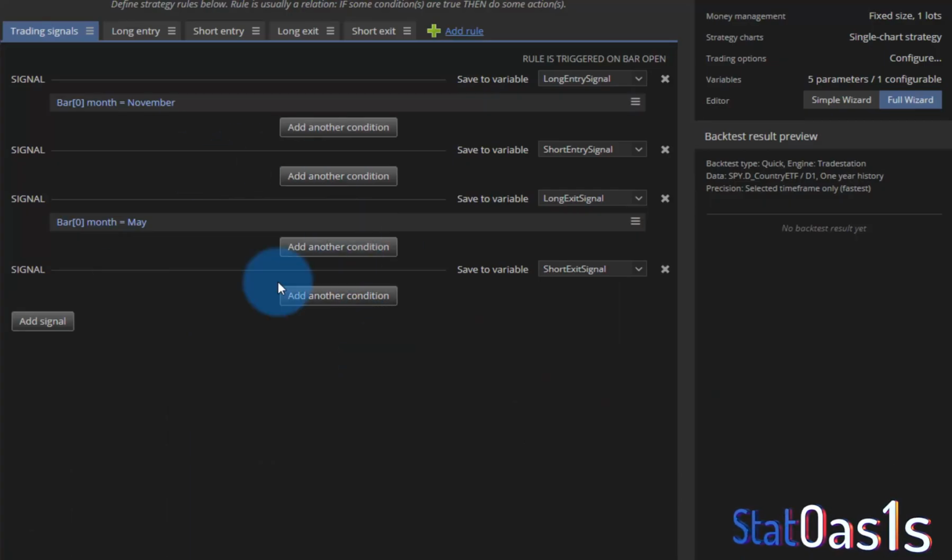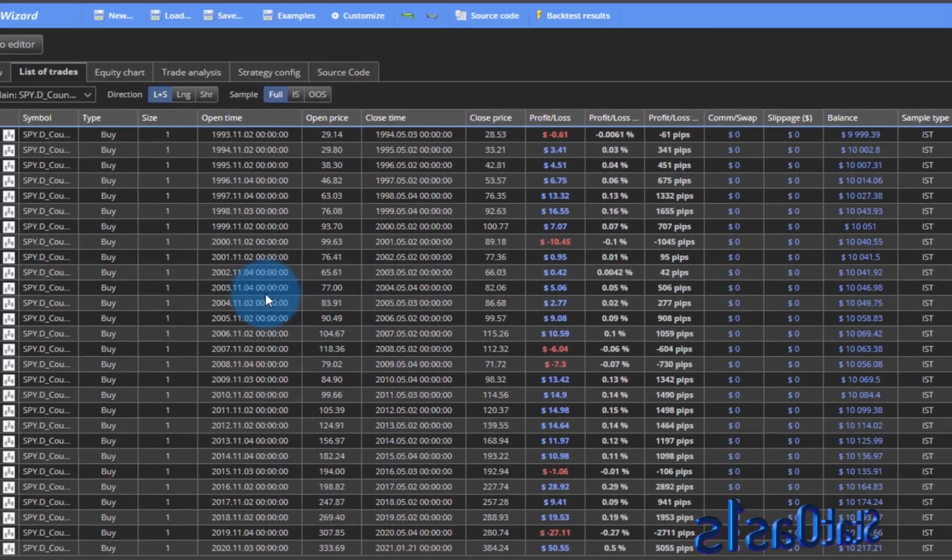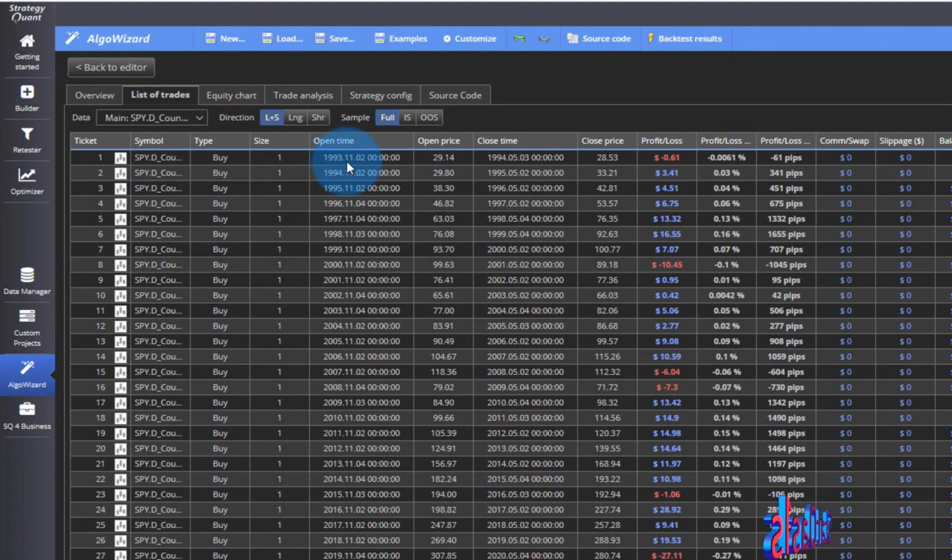And so that's the idea of the date. Basically you can be specific to trade on which day, regardless of the year or the day of the month or the week. So if we test this system now, we can see that it's trading every year and it's not skipping any year, starting on November 2nd, 4th, 2nd, and exiting on May 3rd, 2nd, 4th, 2nd.